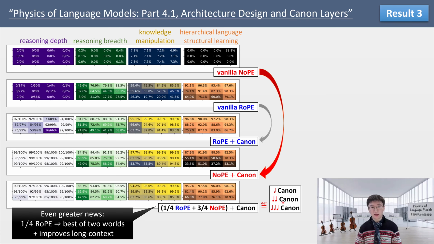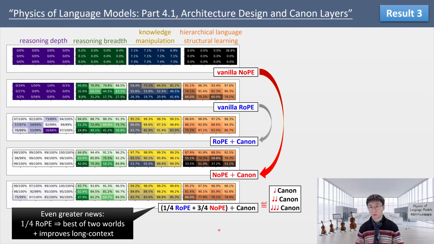So in the end of the day, what really matters is that once you have the Canon layers, this allows you to significantly reduce the usage of RoPE. Without Canon layers, you can't reduce the usage of RoPE. But with the Canon layers, this gives you the new opportunity to significantly reduce the usage of RoPE, and therefore to get even better performance in many of the dimensions.